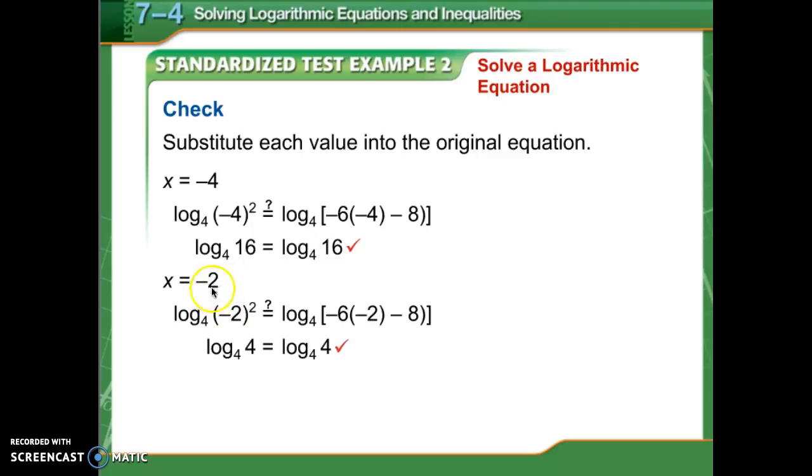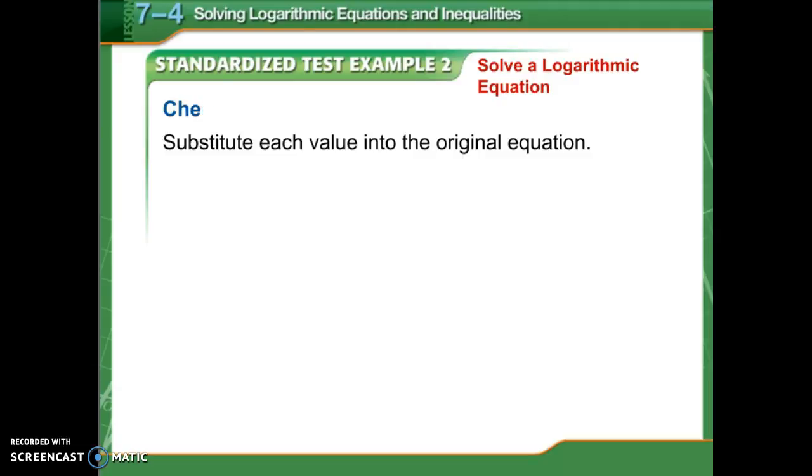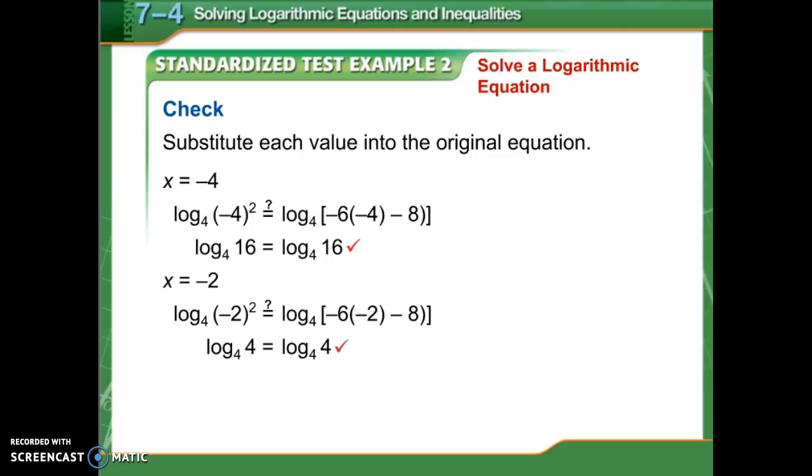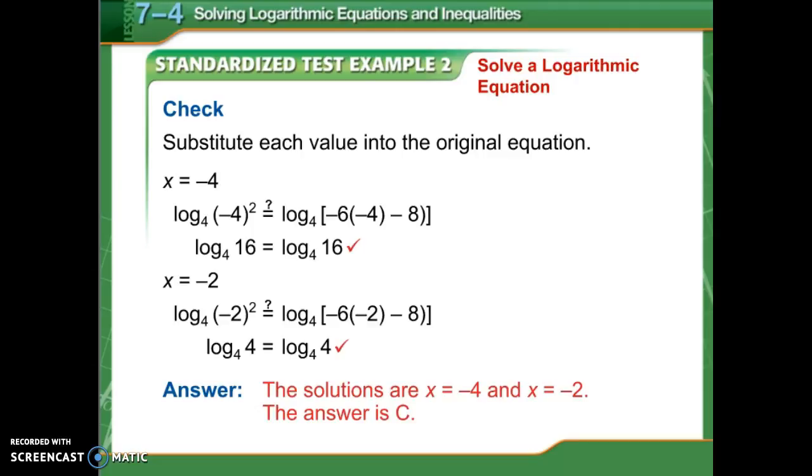And similarly, when you plug in negative 2, you get the two sides are equal, so both of those answers check out. And so therefore our answer was choice C. Both of the solutions, negative 4 and negative 2, are the correct answer.